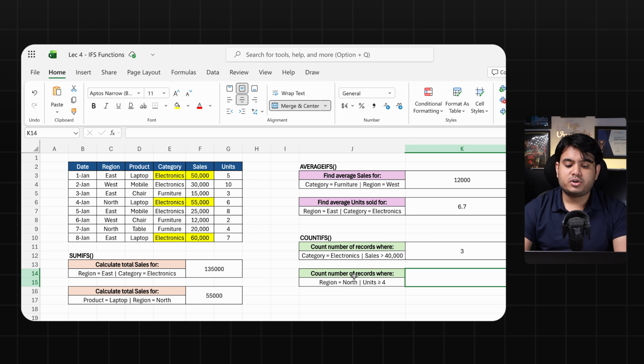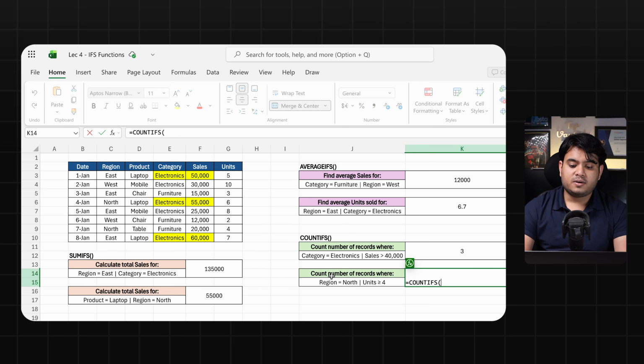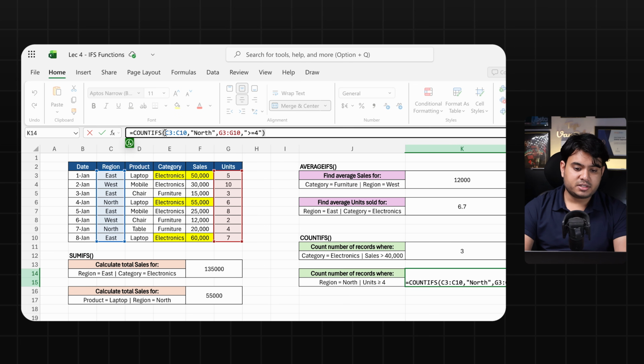Now the last question we are going to solve, and I will give all these sheets in the description, you can go there and download them. Count the number of records where region is equal to north and units is greater than or equal to 4. So I'm writing the formula again, COUNTIFS, where the region is north, comma, the units should be greater than or equal to 4. And again I am locking the ranges.